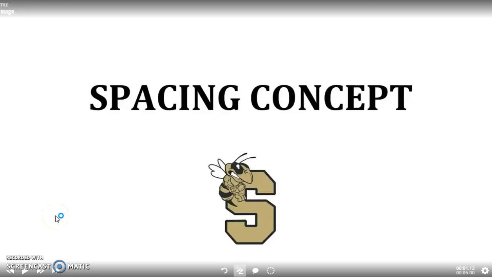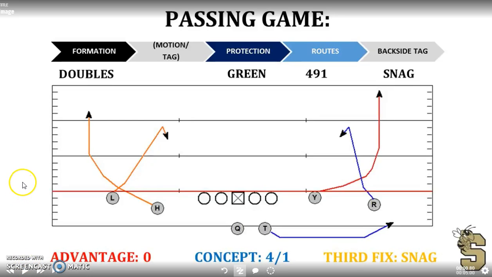In this video, we are going to look at the spacing concept. The spacing concept allows us to attack underneath defenders and look for big yards after the catch. It is another versatile concept that we can run from 2x2, 3x1, or 1-back formations. First one we're going to look at is an example of our 491 spacing.